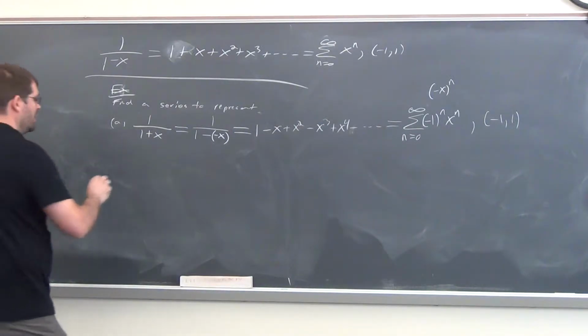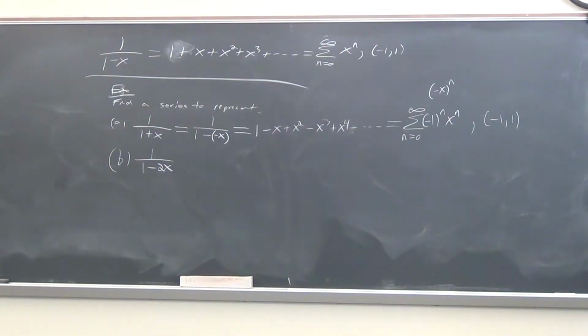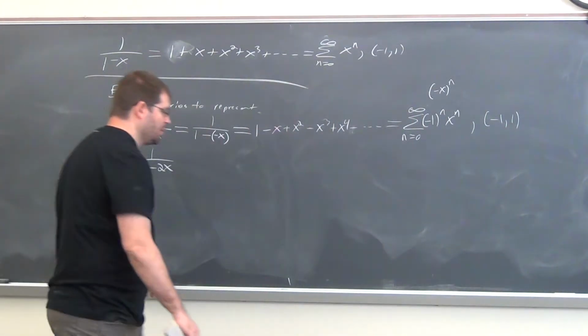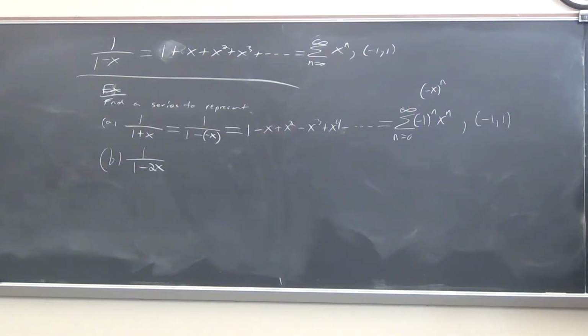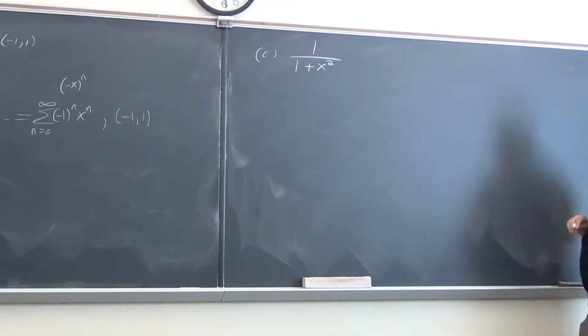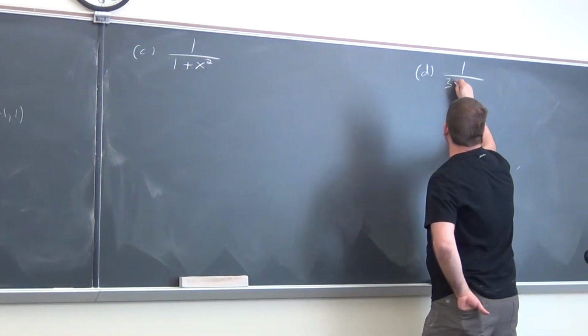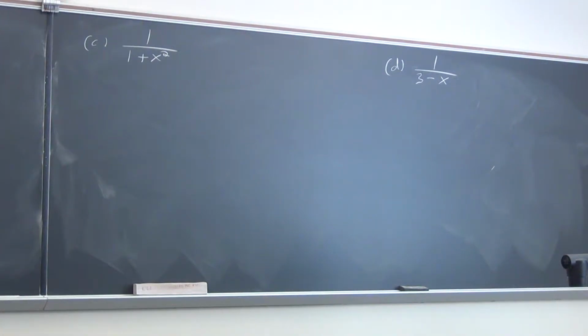Okay, so let's try a couple more here. One over 1 minus 2x. And actually, I'll write a couple up here. Just kind of play around with them. Again, these are all just going to be simple algebraic manipulations of this series that we've already been working with. Let's do 1 over 1 plus x squared, and then 3 minus x. All right, take a minute. See if you can come up with series for any of these.